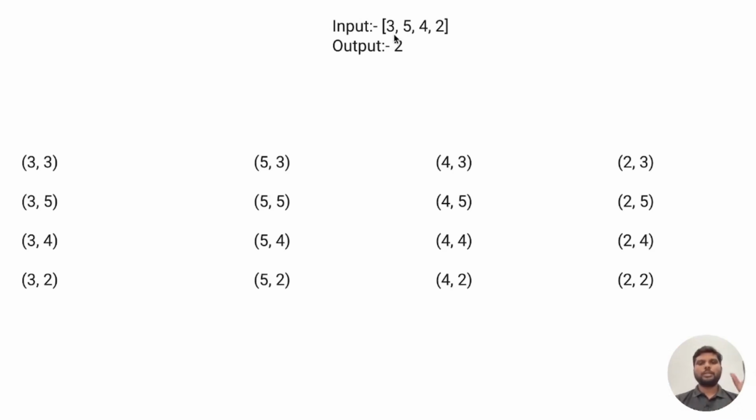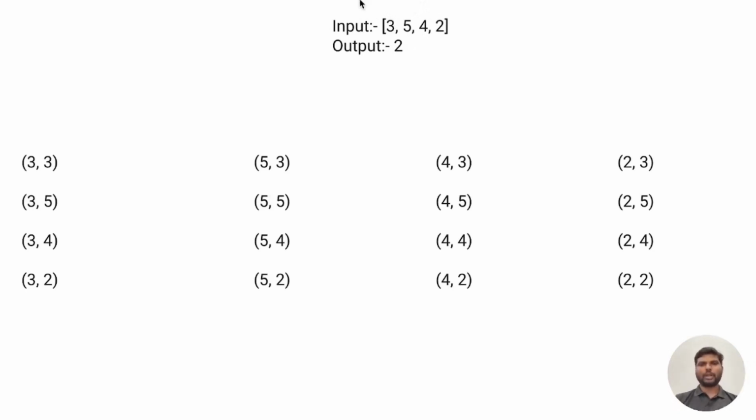So here, the two such numbers are 3 and 4. The difference between their indexes is: the index of 3 is 0, and the index of 4 is 2, right? So the difference between their indexes is 2 minus 0, which is 2. And the second element is greater than the first element. So how did we reach this solution?